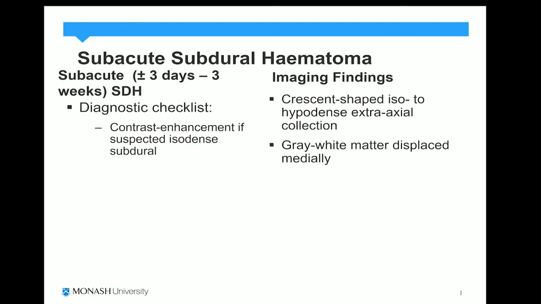In the subacute phase, which is normally greater than 3 days and up to 3 weeks, sometimes if it's the first scan that's been done and there's a high suspicion of brain trauma, if they don't see a hematoma, then the patient should receive contrast, especially because it can be isodense, meaning that it's difficult to distinguish the bleed from the normal brain. So imaging findings then: a crescent-shaped bleed, which is either isodense, similar to the brain tissue, or hypodense, so it is less dense than the normal brain tissue. Some of the things that you can pick up would be a gray-white matter displacement, especially medially.